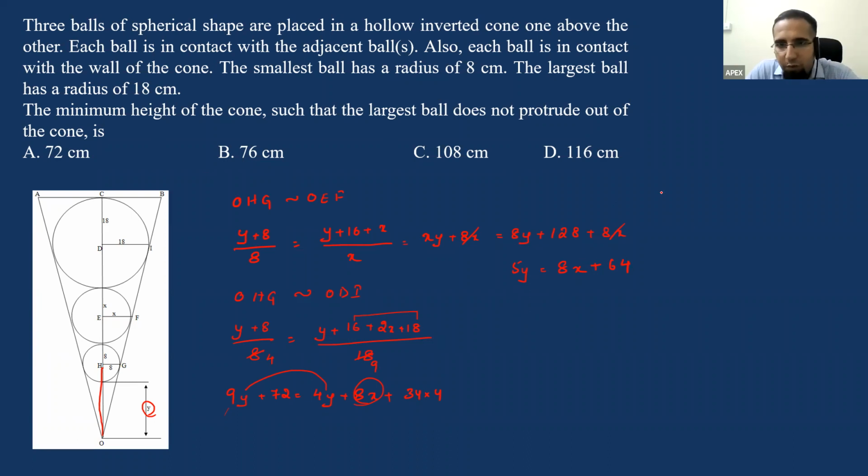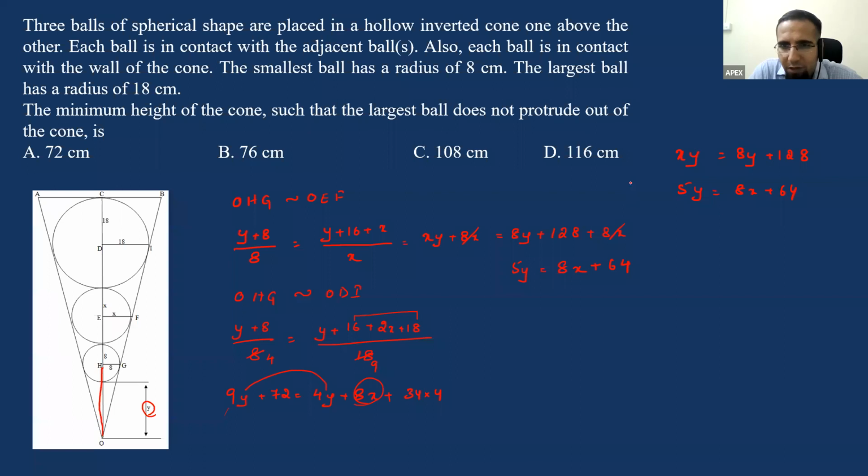Clear? So we have two equations here. We have xy is equal to 8y plus 128, or we have 5y is equal to 8x plus 64. Okay, guys? So what we can do here is equate y on both the sides. From the first equation, I can write y common, so I get y times x minus 8 is equal to 128.